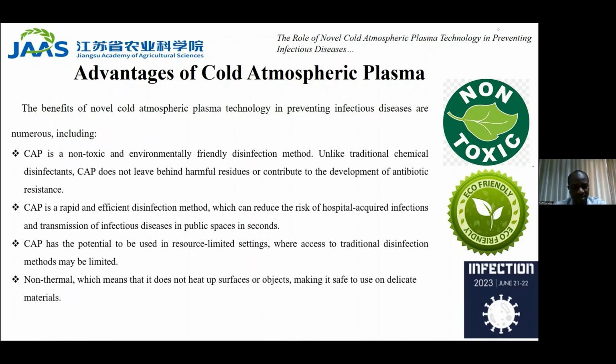Also, CAP is very useful because it does not heat up. It can treat surfaces without heating them up, making it safe for use on delicate materials. It is also effective against a wide range of microorganisms, including bacteria, viruses, and fungi.